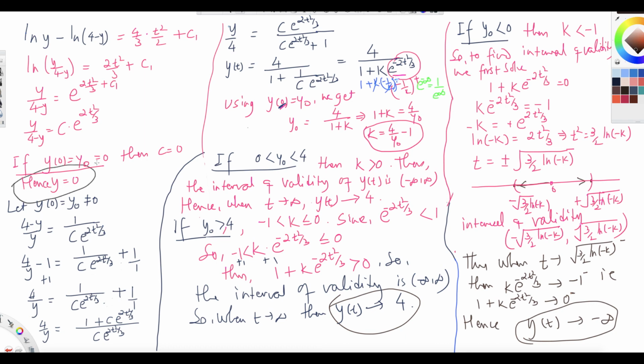So when y sub 0 is 0, then y is 0. When y sub 0 is greater than 0, there were two cases, right? One case we consider between 0 and 4, the other case we consider greater than or equal to 4. In both cases, this is going to 4. And if y sub 0 is less than 0, then the solution is going to negative infinity.